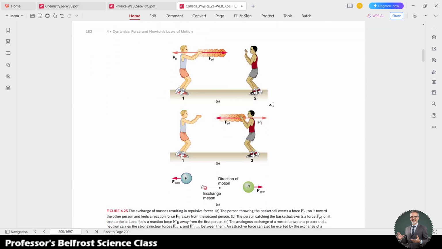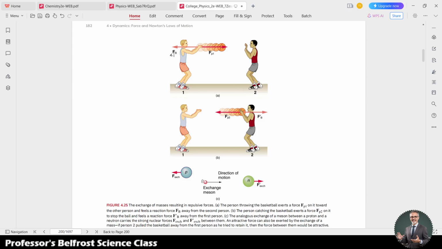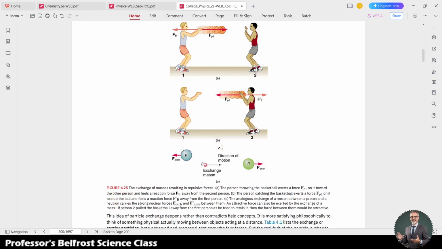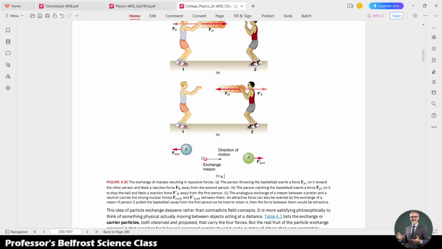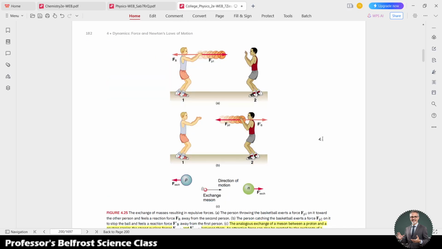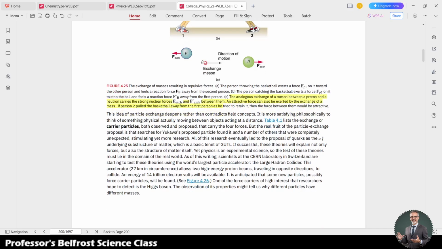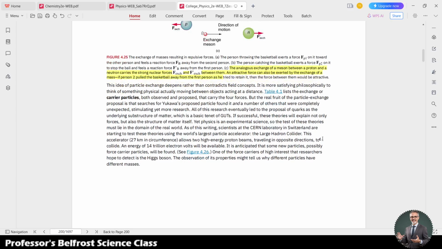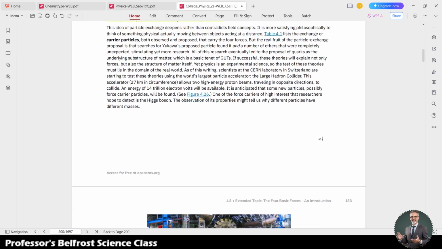Okay, you see, this is actually an interaction, the exchange of masses resulting in the repulsive forces, and this can actually explain the catch after the reaction. This is the analogy of the exchange of a meson, which is also a basic particle, between a proton and a neutron that carries the strong nuclear force between them. This is just one of the analogies to tell you how the particle exchange works, which we will discuss in later chapters.